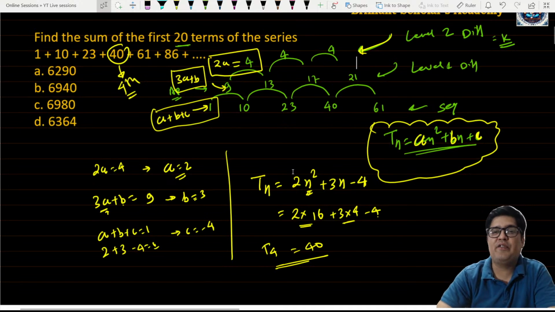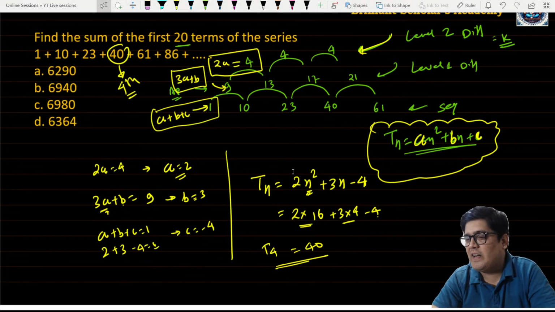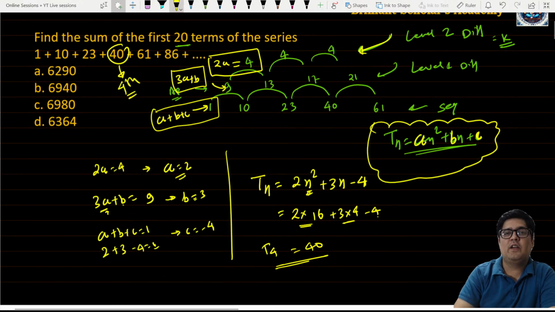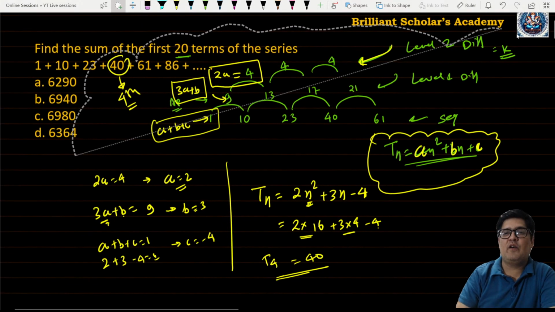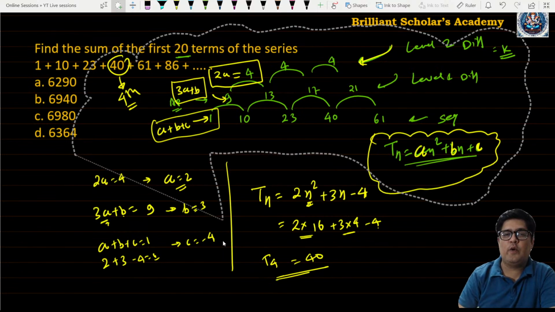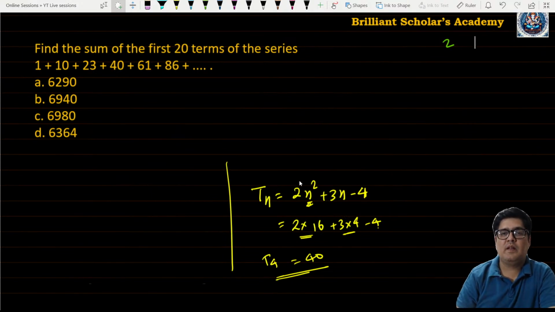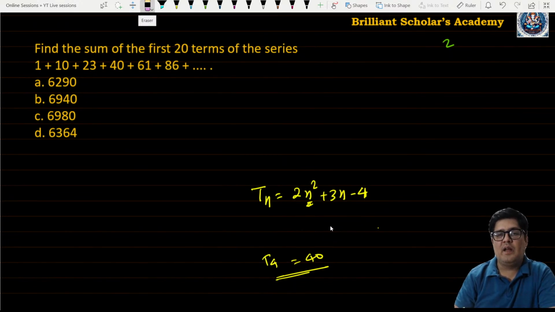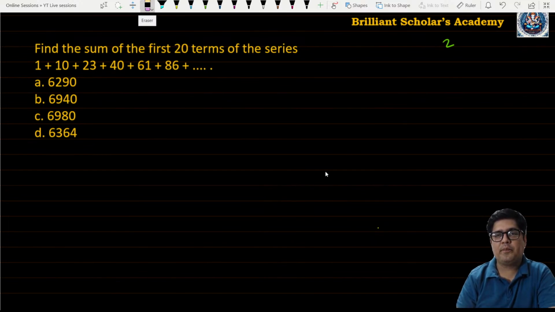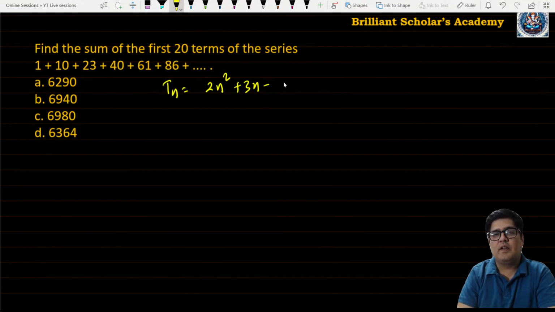Now I need to use this information to find addition. I am going to clean the whole screen. I found out the general term, that is equal to 2n square plus 3n minus 4. That is general term. Now how do I find additions? Please understand, please learn this trick. The general term is Tn is equal to 2n square plus 3n minus 4.